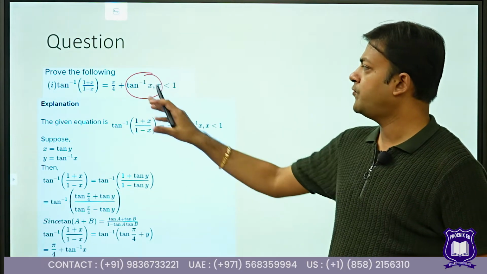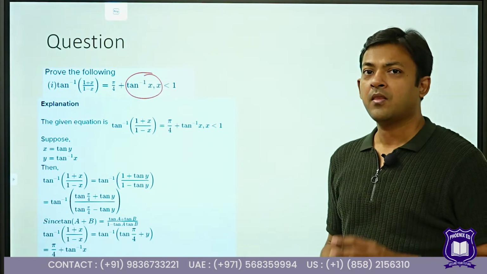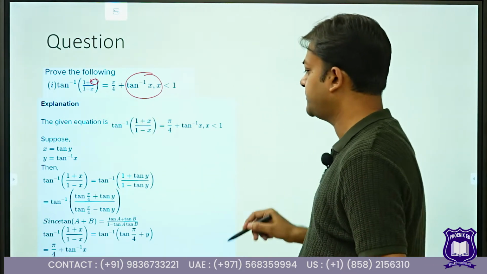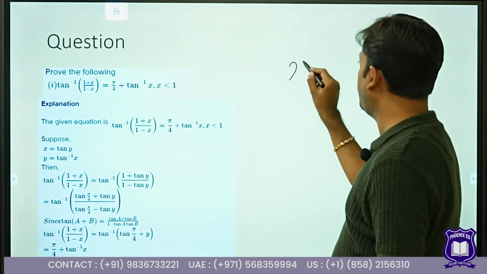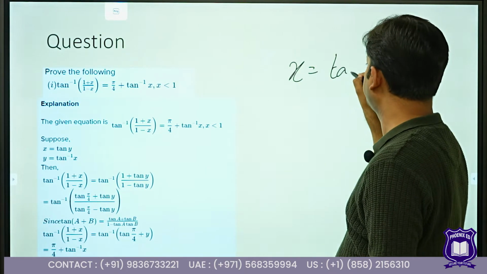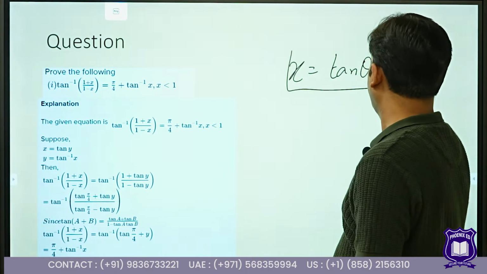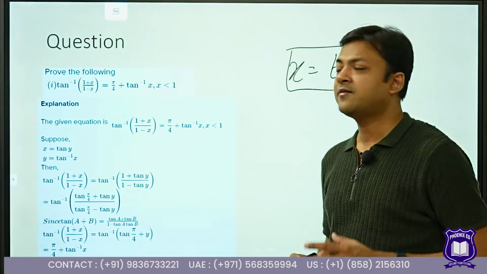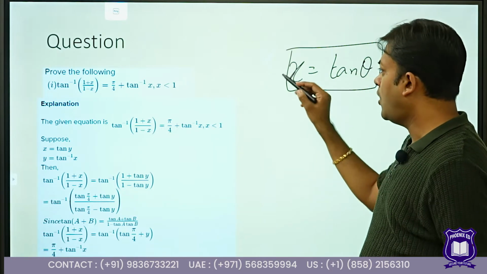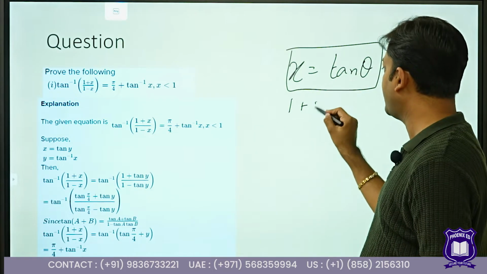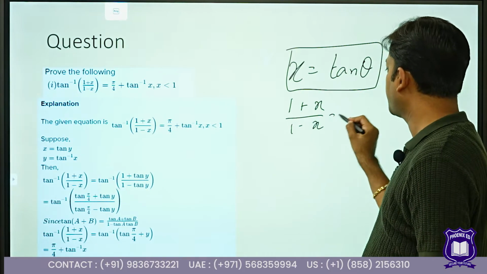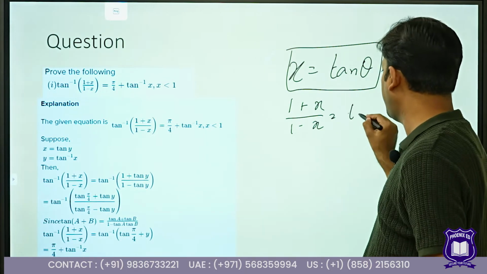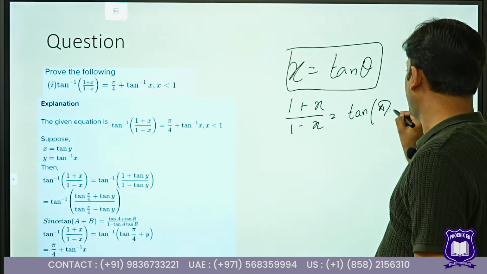It says we need to prove pi by 4 plus tan inverse x. So a safe thing to do is we need to put this x as tan theta. So substitution would be x as tan theta. If you look at the substitution suggestions which were given at the initial part of the class, we had suggested to put x equal to tan theta. On doing so, the term (1 plus x) by (1 minus x) becomes (1 plus tan theta) over (1 minus tan theta), and that is tan of (pi by 4 plus theta).